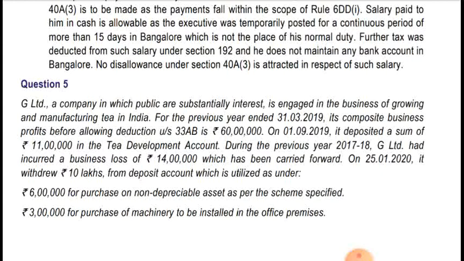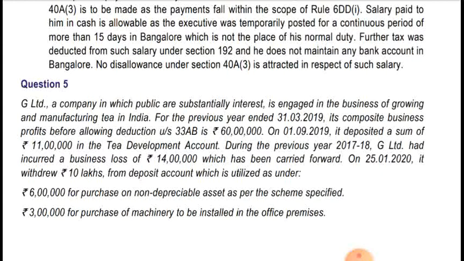So already 11 lakh has been allowed. So on withdrawal of this amount and utilizing the amount, no more deduction will be allowed, and if the amount which has been withdrawn is not utilized for the specific purpose, then it will be chargeable to tax. Let's see how the amount withdrawn on 25th January 2020 has been utilized. 6 lakh for purchase of non-depreciable asset as per the specified scheme. So as per the specified scheme, the 6 lakh have been used for non-depreciable assets.